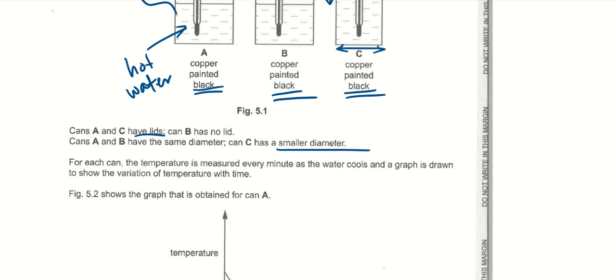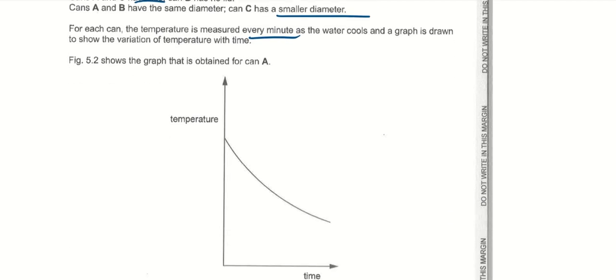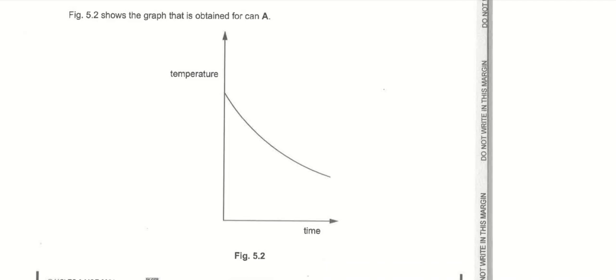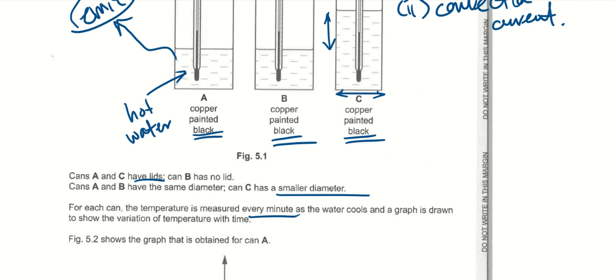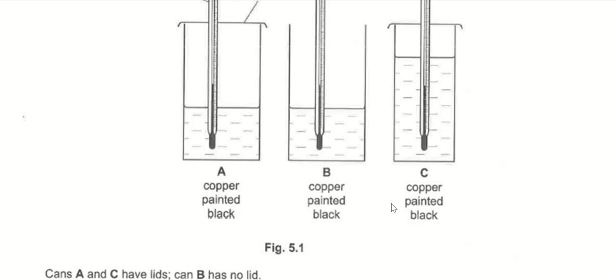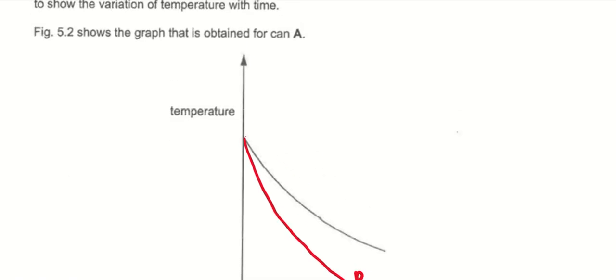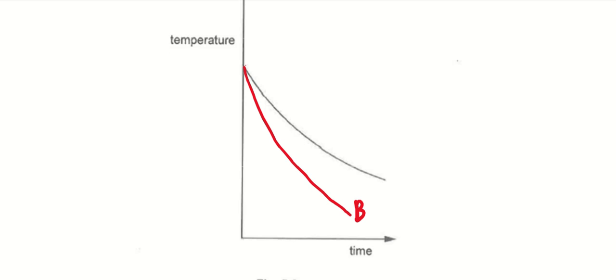Now for each can, the temperature is measured every minute. Okay, not seconds. As the water cools and the graph is drawn shows what is obtained for can A. So for can B, do you think that it will lose thermal energy faster? Okay, so they want us to sketch the line obtained for can B and then to explain. So because can B doesn't have a lid, okay, so the amount of thermal energy emitted will be much higher.